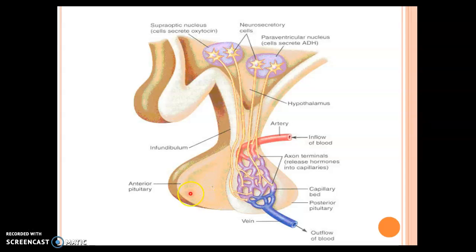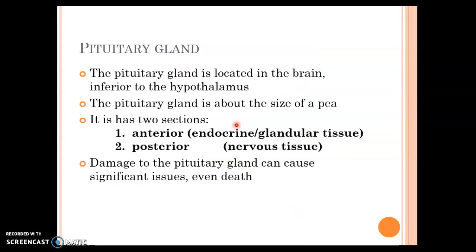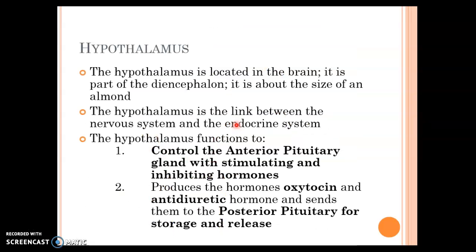The pituitary has 2 different branches, the anterior and posterior. But this is what we're concerned with here. The hypothalamus is both part of the nervous system and an endocrine gland because it produces hormones. The hormones the hypothalamus produces are oxytocin and antidiuretic hormone. But again, it's so busy. It's like, here, posterior pituitary, take these hormones, hang on to them, and deal with their storage and release.